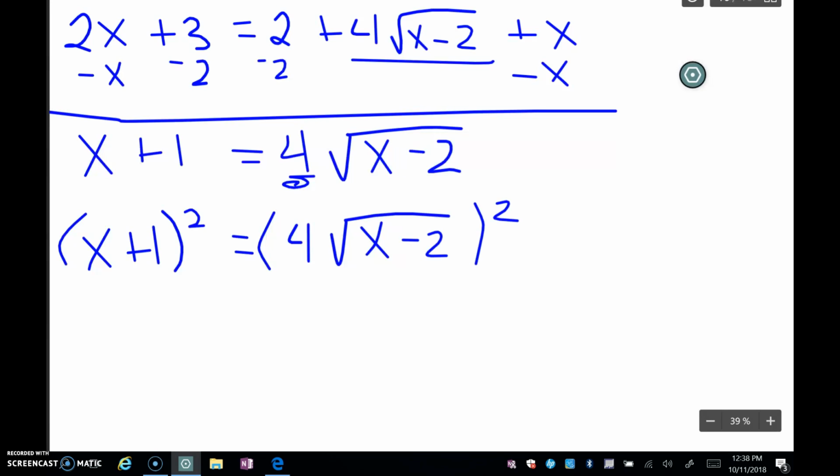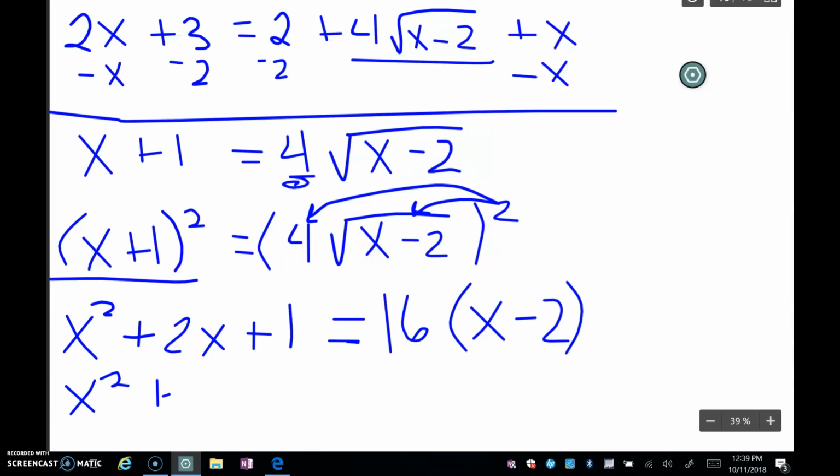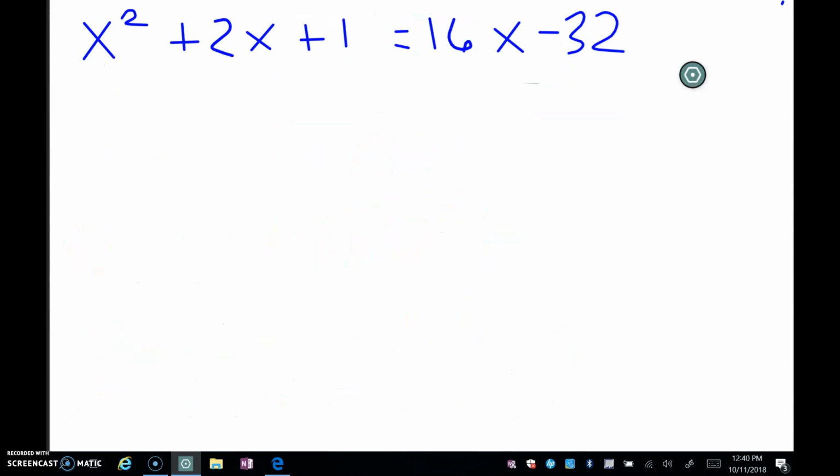I'm going to, again, have to FOIL this out. So if I FOIL that out, that gives me x squared plus 2x plus 1. And on this side, because this is 4 times the square root of x minus 2, I can apply my power to both factors, giving me 16 times x minus 2. Distributing that 16 gives me 16x minus 32. Okay, so it looks a little bit better.